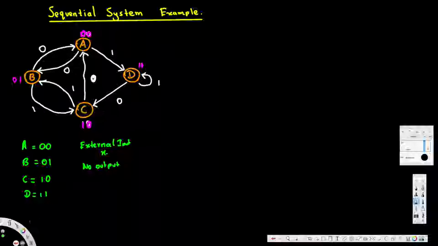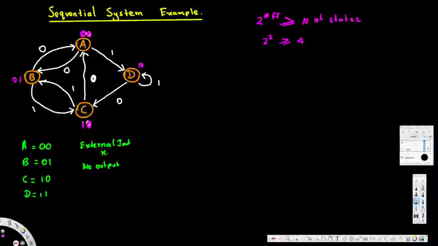Now we are going to decide how many flip-flops we need. To find out, we have to look at the number of states, because 2 power the number of flip-flops should be greater than or equal to the number of states. Here we have 4 states, so we need 2 power 2. So we need 2 flip-flops to do this design.